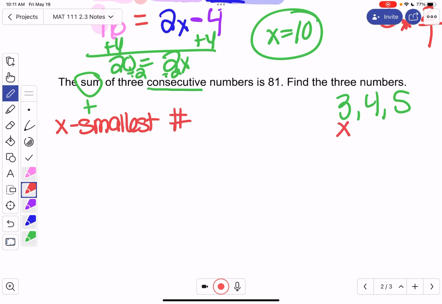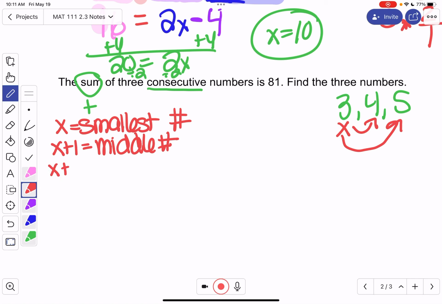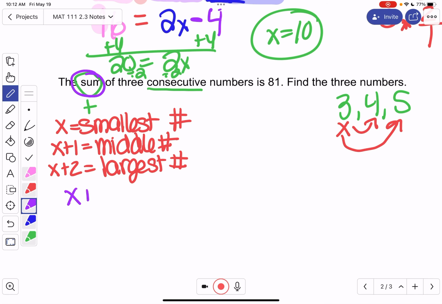So if x were 3, how do I get from 3 to 4? Well, I add 1. So x plus 1 would be the middle number. And then how would I get from x to 5? Well, we would add 2. So x plus 2 is going to be our largest number. Now that we know what our 3 numbers will be, we can write an equation. So sum tells us add. So x plus x plus 1 plus x plus 2 equals 81.